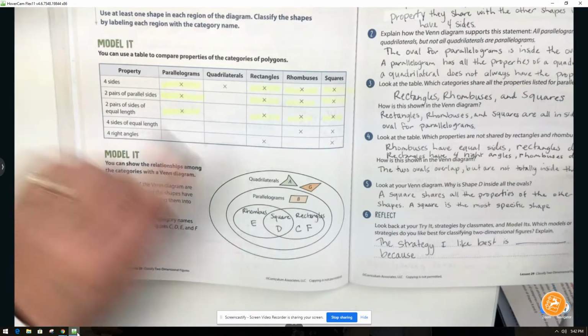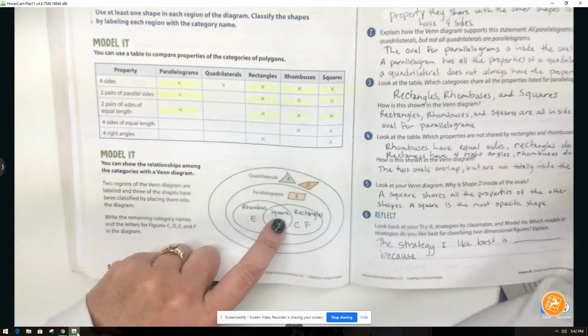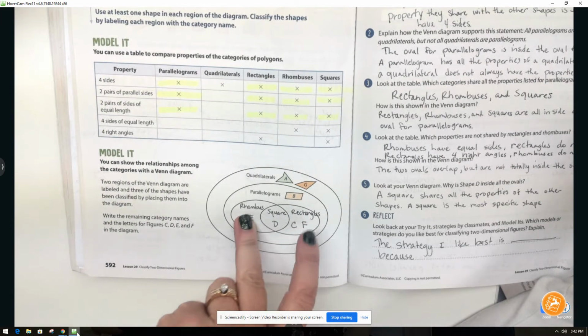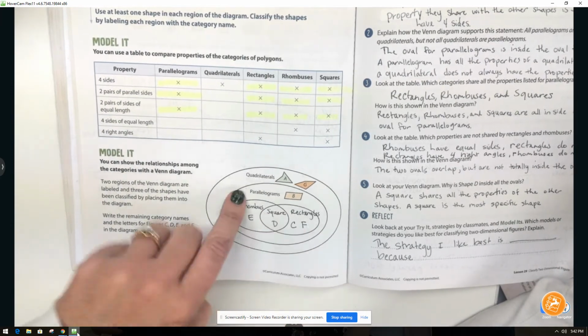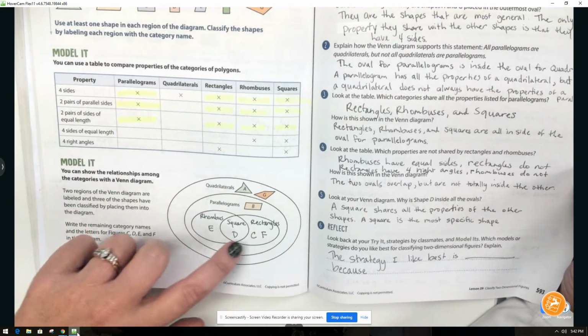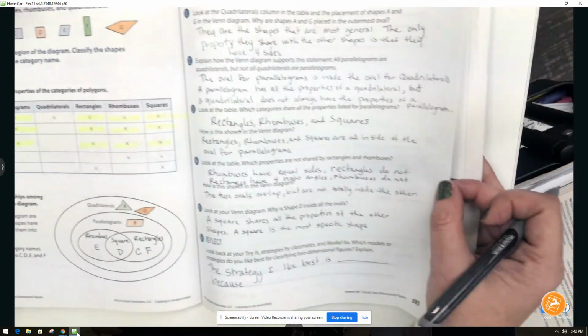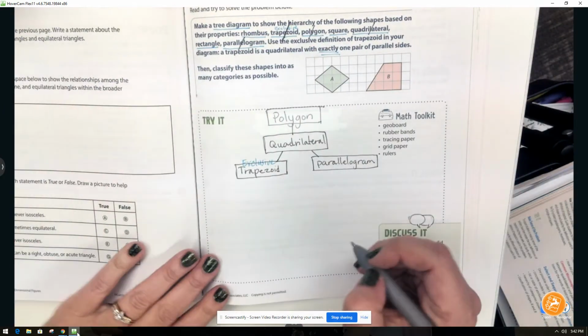Here we go. We talked about the attributes of a rhombus and a rectangle and a square. And we recognize that a rhombus can never be a rectangle, and a rectangle can never be a rhombus, but they both can be a square. So this is what it's going to look like if we were drawing it as a tree diagram.